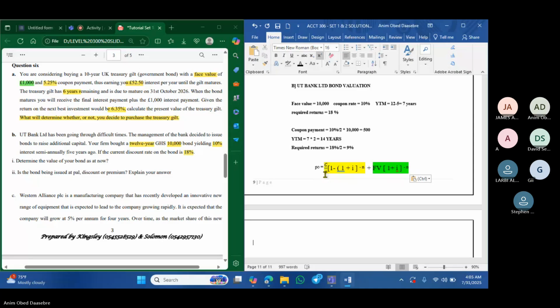Exactly. So that's why we need to remove the 5 years ago from the 12 years. The actual term is 12 years, that's when the bond was bought. It yields 10% interest semi-annually 5 years ago. So if you want to find the present value, we are not going to consider the 5 years now. You consider the remaining years after the 5 years.